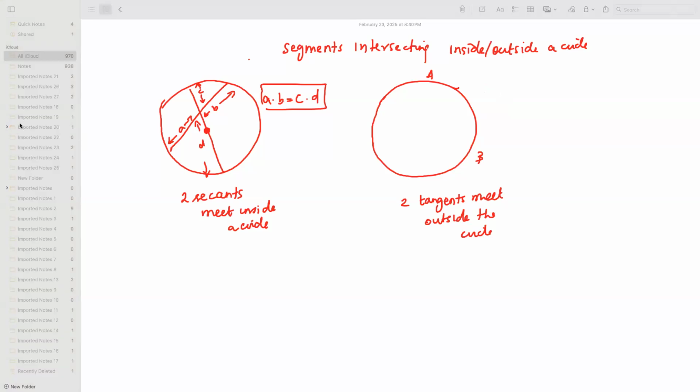I can have a tangent and a secant. Let's say I have a tangent and a secant. That was covered using the hat theorem, right? So let's not do that here. We will do this one: a secant and a tangent. Secant and tangent meet outside. This one is a little tricky.